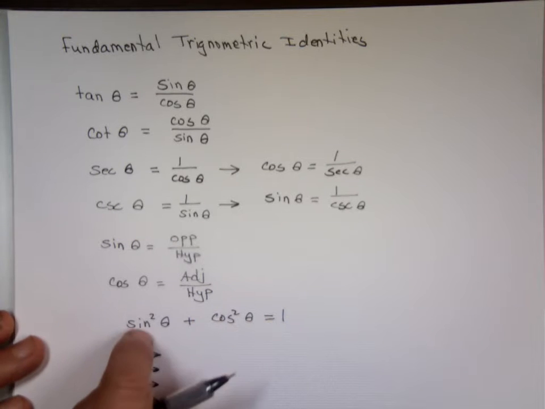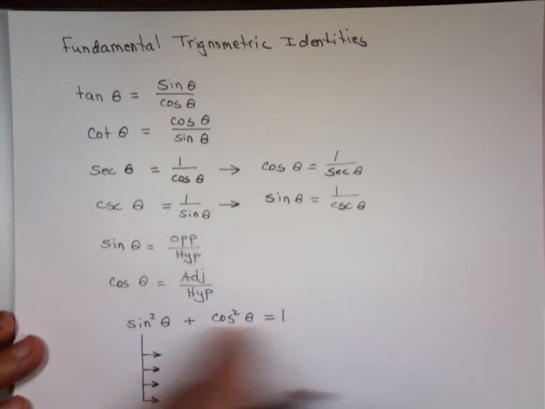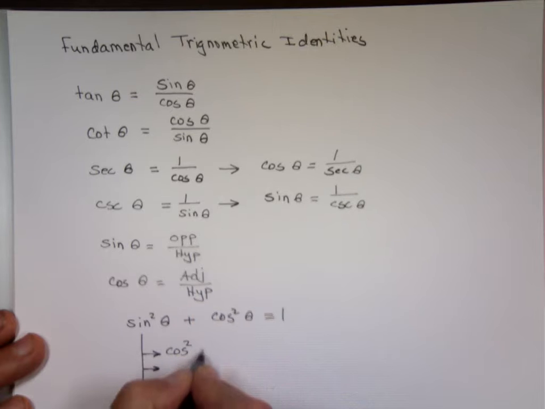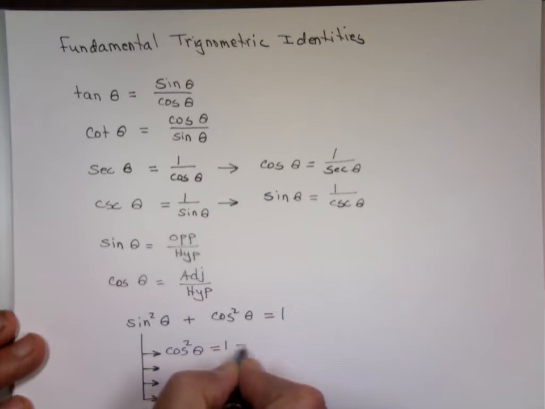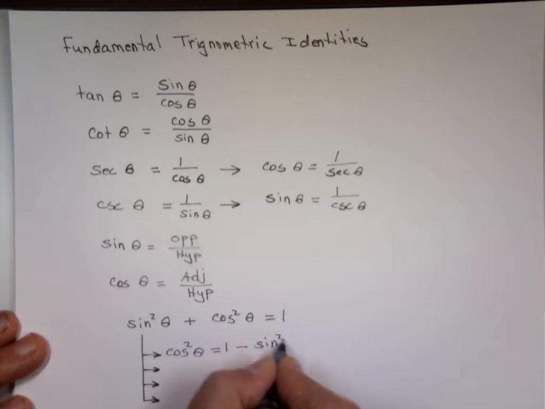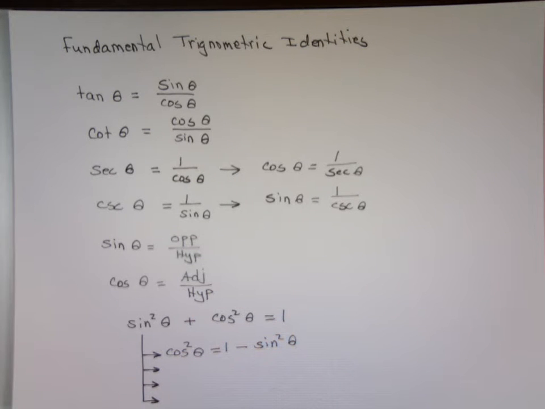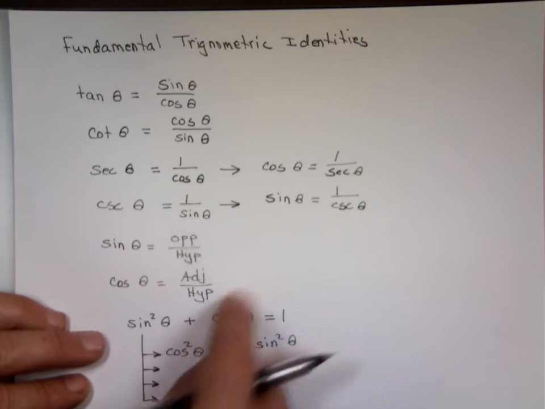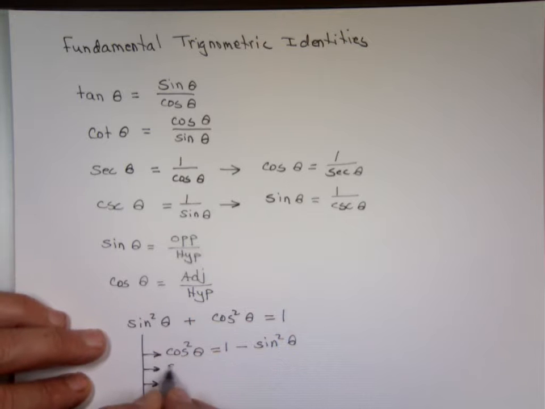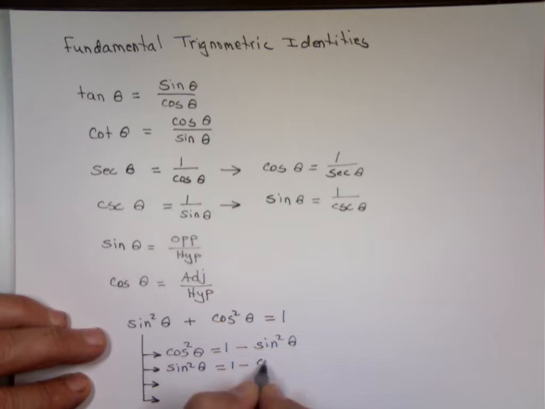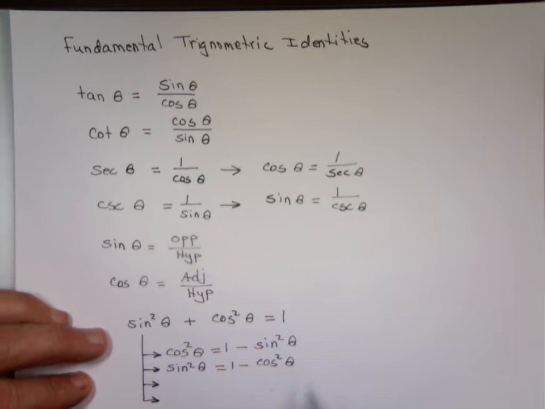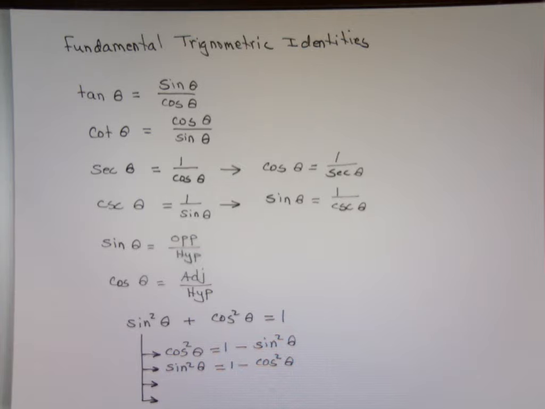What will happen if I move sine squared to that side? If I take sine squared to that side, I will have cosine squared theta equals 1 minus sine squared theta. But now you're just doing the algebra of moving it. What will happen if I take the cosine squared there? I'll have sine squared theta equals 1 minus cosine squared theta. Again, I'm doing algebra.